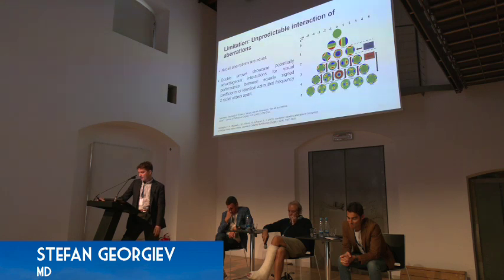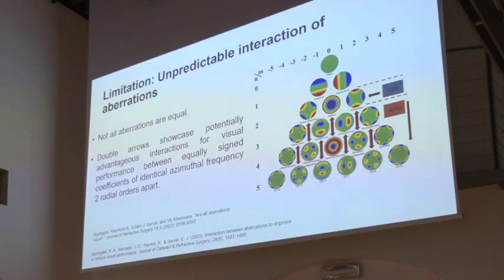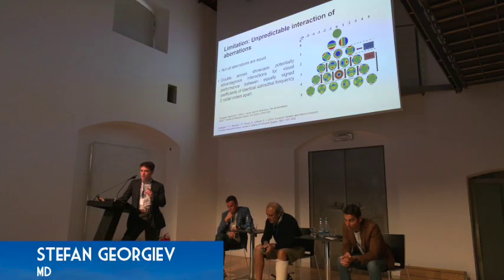And lastly, of course, when it comes to ray tracing, it has been known for quite some time now that not all aberrations are equal. In fact, the higher order root mean square error metric is a very imperfect metric, and it doesn't translate that well into visual quality. Some aberrations have beneficial interactions, others cancel each other out. And so there's a difficulty in translating from optical performance to visual quality.